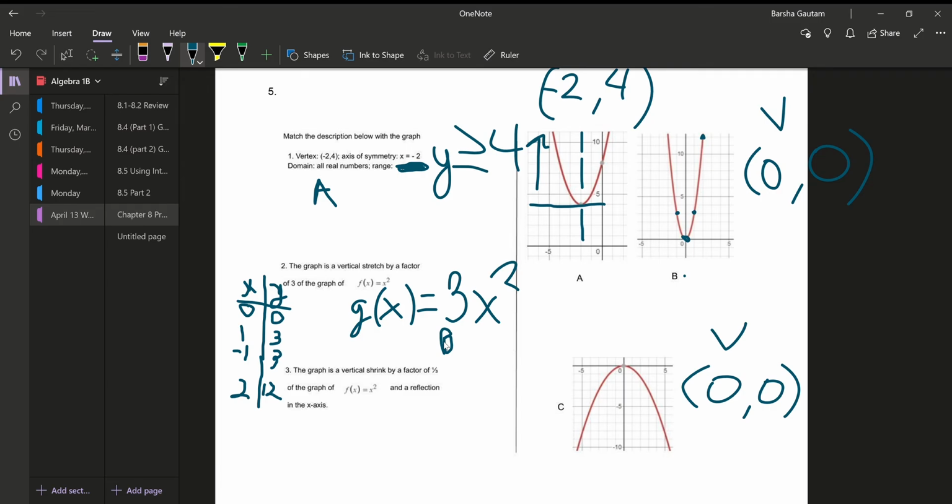And now, let's try the third one. The graph is a vertical shrink by a factor of 1 over 3 of the graph of f of x equals x squared and a reflection in the x-axis. So similar to the first one. So now, instead, we have 1 over 3.